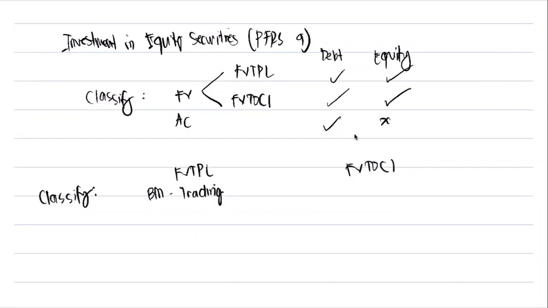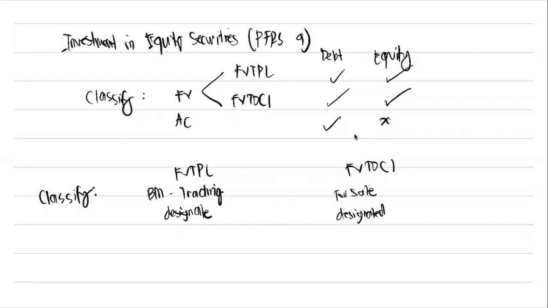FVTOCI, if ever it is for sale, or it can also be designated. Take note, you can designate it, guys, whether it is FVTPL or FVTOCI. So you can also designate here. Most importantly, this is applicable for equity securities because your equity securities are normally FVTPL. So you probably would only place it in your FVTOCI if ever you can designate it.